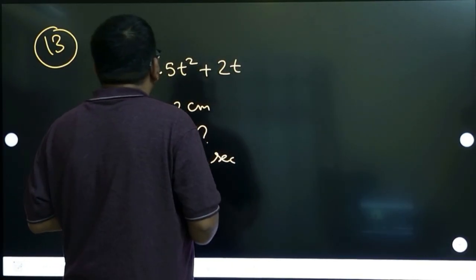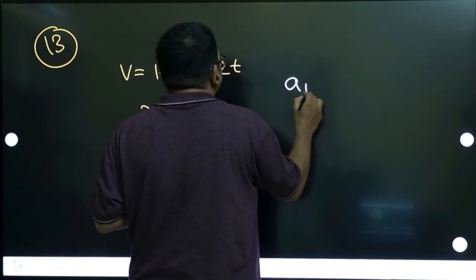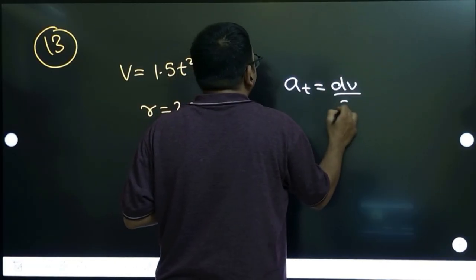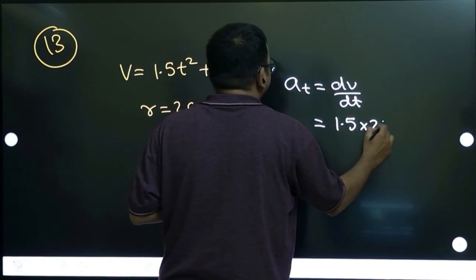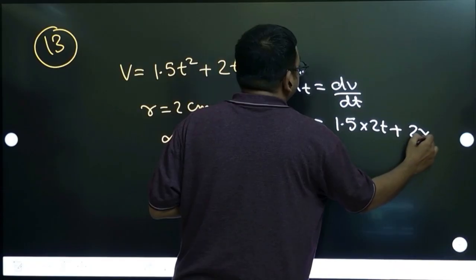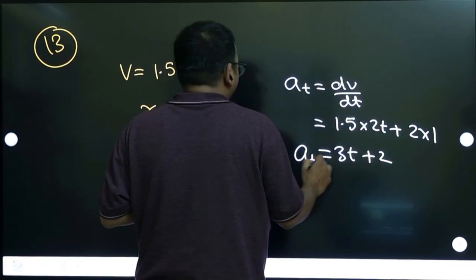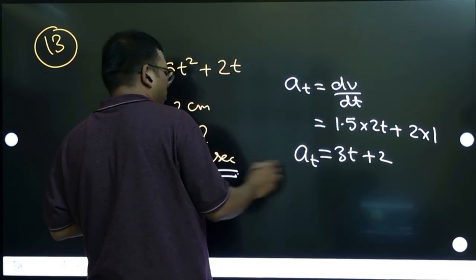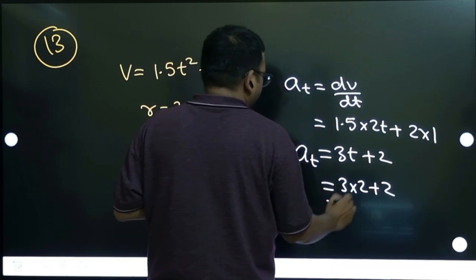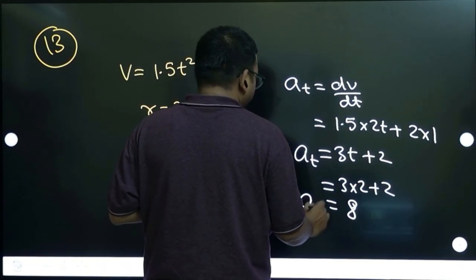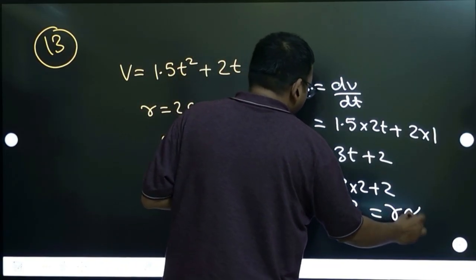So speed is equal to this. So we can calculate tangential acceleration, which is dv by dt, right? So differentiate: 1.5 stays, t square differentiation is 2t, 2 stays, t differentiation is 1. So 3t plus 2. So we calculate tangential acceleration at 2 seconds. So 3 into 2 plus 2, so 6 plus 2, 8. Tangential acceleration you got, and tangential acceleration is equal to r alpha, that you know.